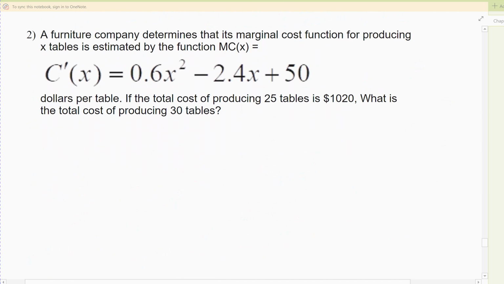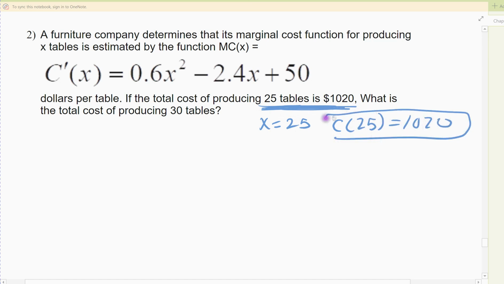Marginal cost, which is the derivative of the cost, is given by 0.6x squared minus 0.2x plus 5, where x represents the number of tables, in dollars per table. So I don't have to worry about my units. If the total cost to produce 25 tables is $1,020, there's my initial value. I know when x equals 25, the cost at 25 is 1,020.